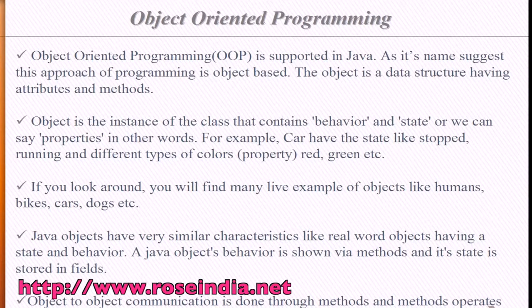For example, a car has a state like stopped or running, and a color. If you look around, you will find many live examples of objects like humans, bikes, cars, dogs, etc. Java objects have very similar characteristics to real-world objects, having a state and behavior. A Java object's behavior is shown by a method and its state is stored in fields. Object-to-object communication is done through methods, and methods operate on an object's internal state.